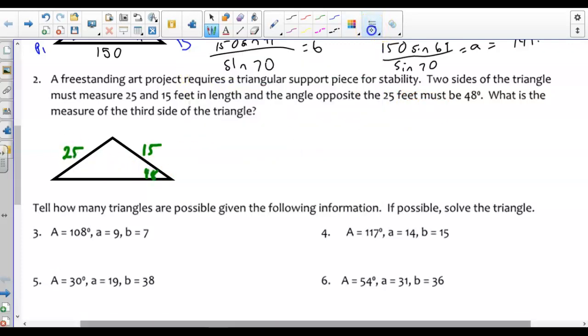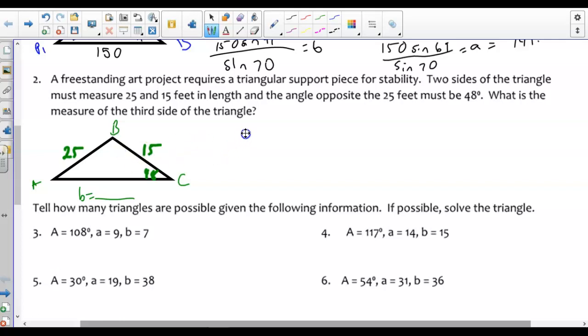Then it says, what is the measure of the third side of the triangle? So we basically have to find this side over here. I'm going to label this A, B, C, and we're looking for side B. So what we can do to start off here is first find this missing angle right here. Let's find this missing angle.